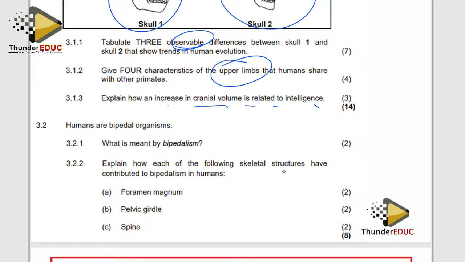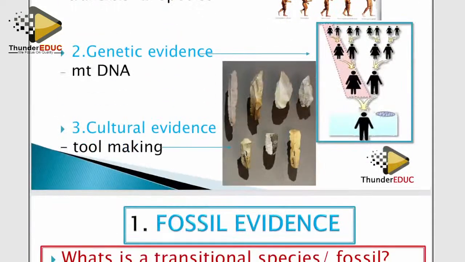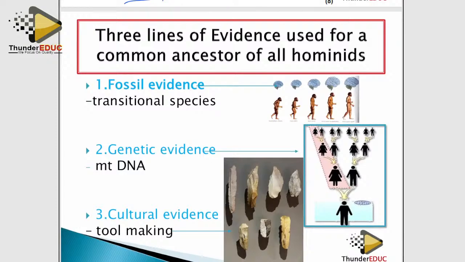Explain how each of the following structures contributes to bipedalism. Foramen magnum, forward position, allows the spine to connect vertically. Cervical short and wider to support the upper weight. Spine is S-shaped to allow flexibility. You see, you can do this. You can do it.